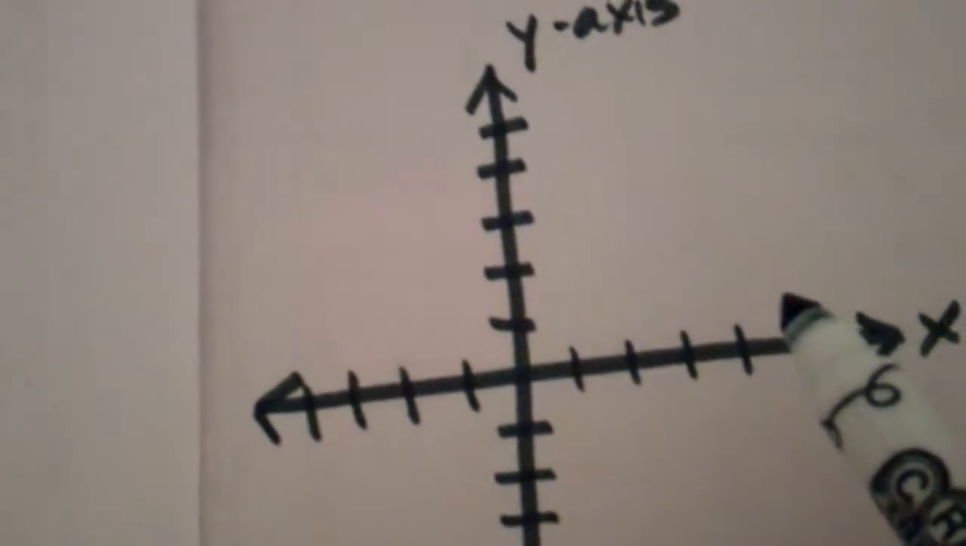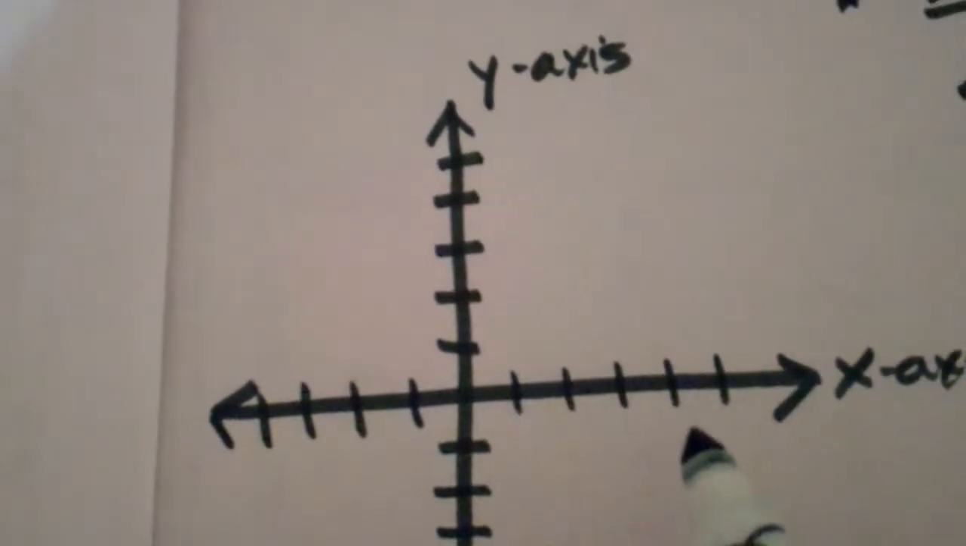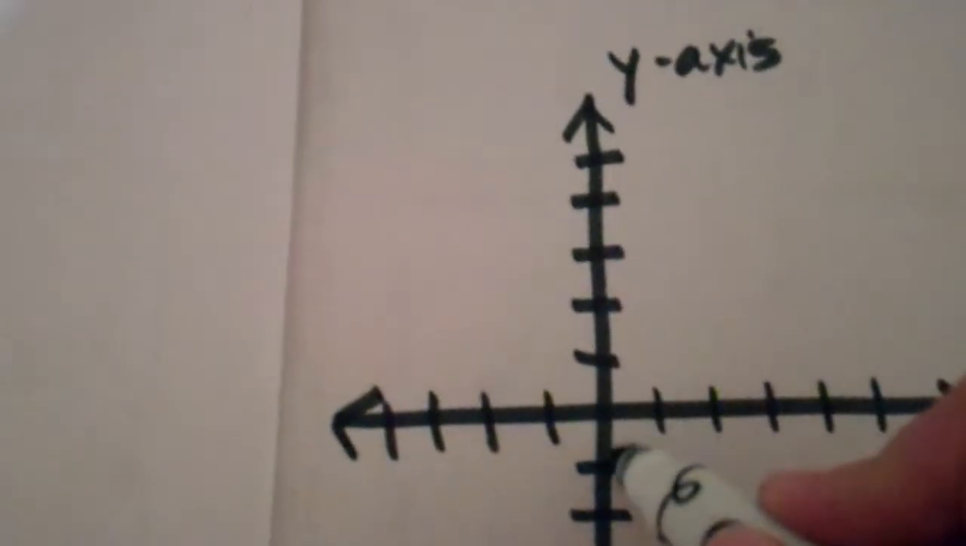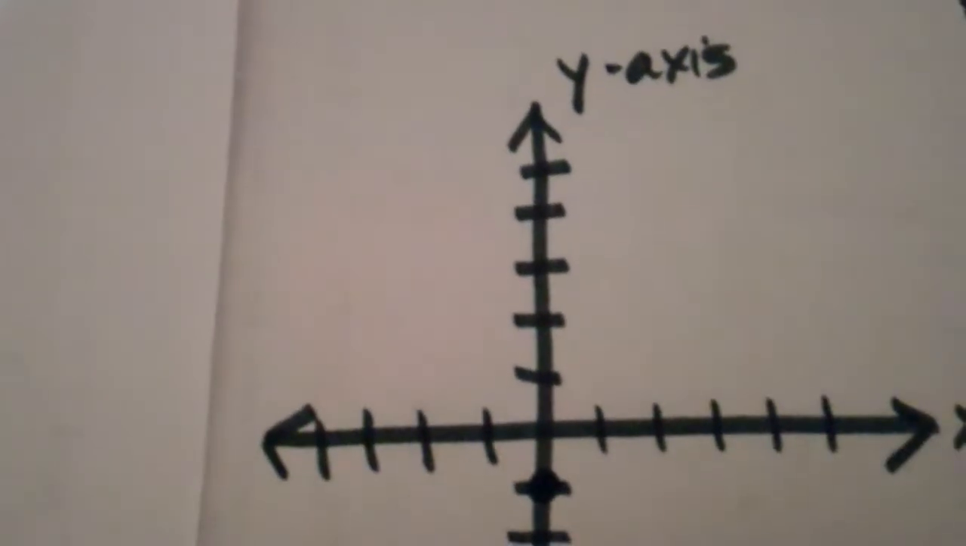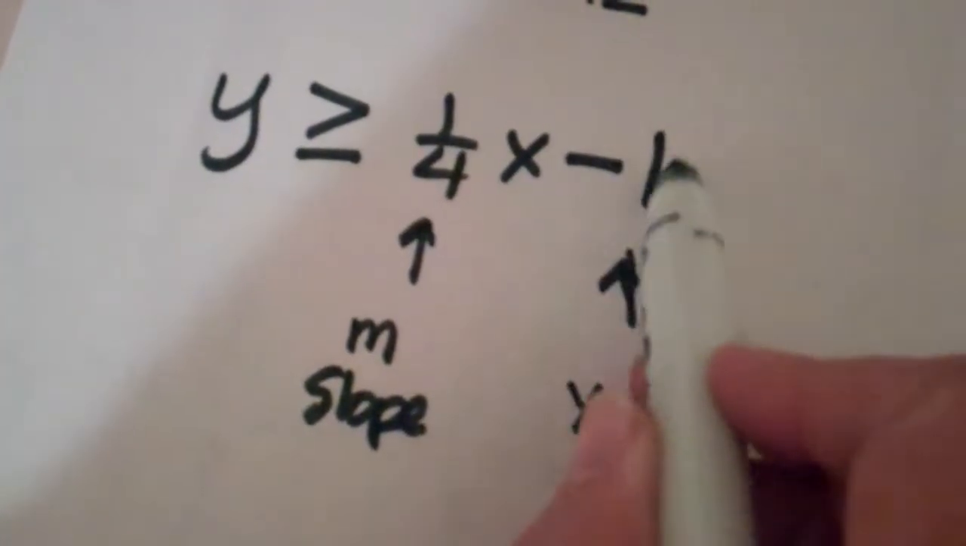So I'm going to take that y-intercept, and I did not have graph paper, I'm at home, so I had to make my own little graph here. I'm starting at the -1 on the y-axis. My y-intercept is this -1 on the y-axis. Okay, that's this portion of my inequality.